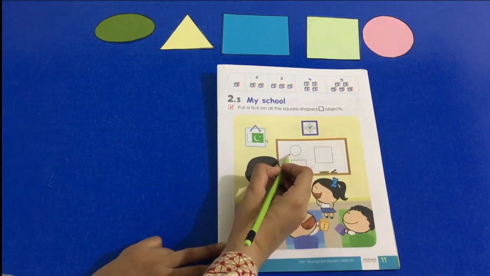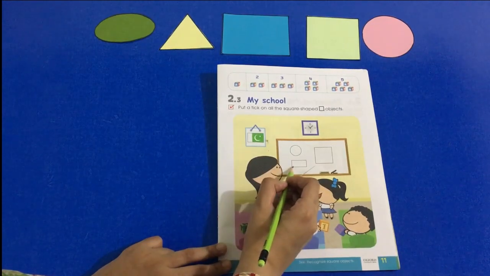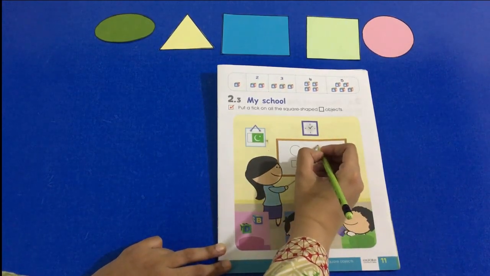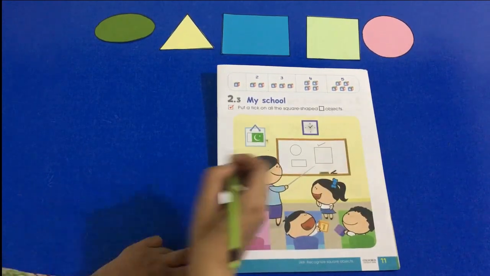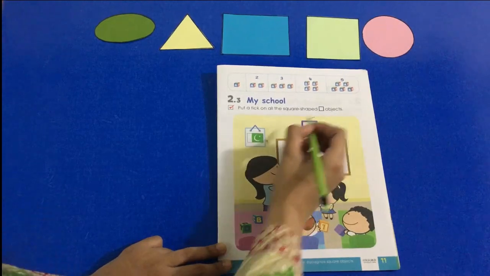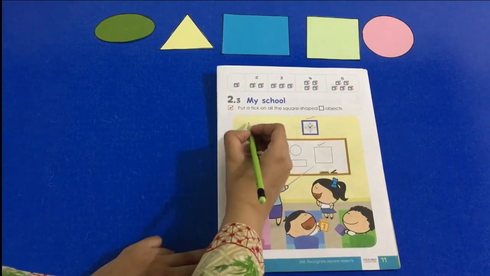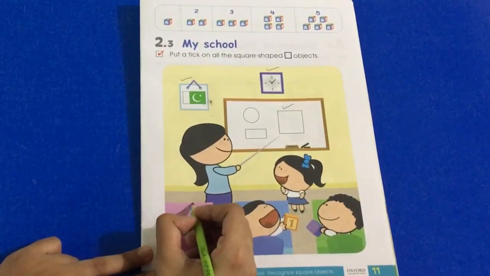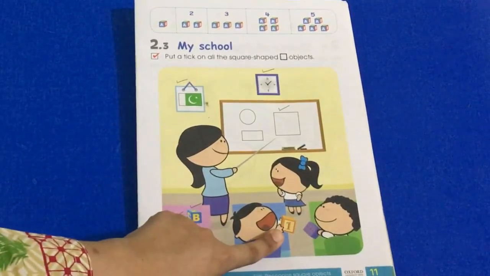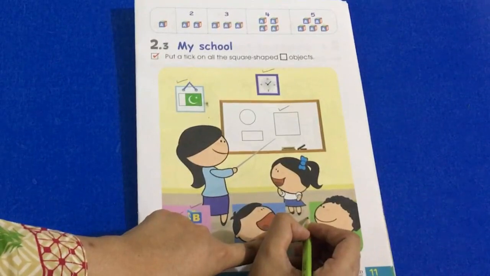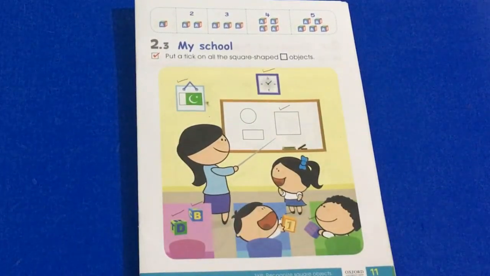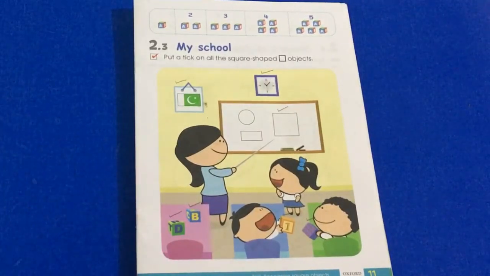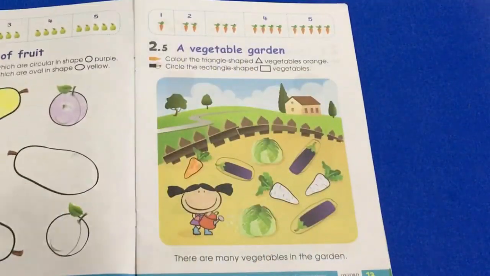Is this a square shape? No. Is this? No. Yes, this is a square shape. Now put a tick on this shape. This is also a square shape. And this frame is also a square. Is this a square? Very good. Yes, put a tick. Here is also. This is also a square shape, and this one is also. After this page, you must be able to identify the square shaped objects from this page and from your real life also. Now let's move on to the next page.